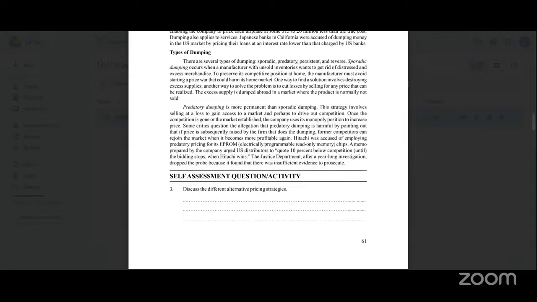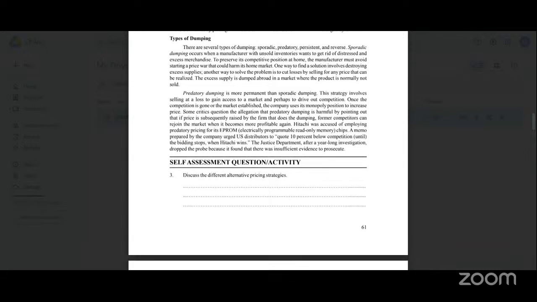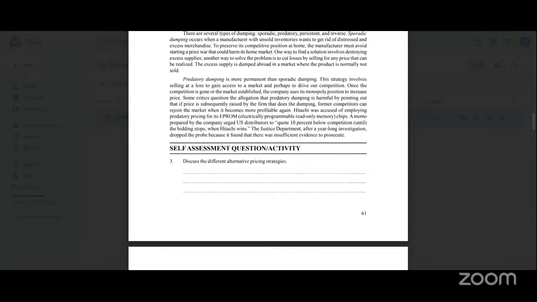They can be sporadic, predatory, persistent, and reverse. Sporadic dumping means it happens once in a while. It is just a one-time thing, where you want to get rid of certain distressed or excess merchandise. The second one is predatory. Predatory dumping is more permanent. Here, what the company is trying to do is sell at a loss to gain access to a market and to drive out competition.